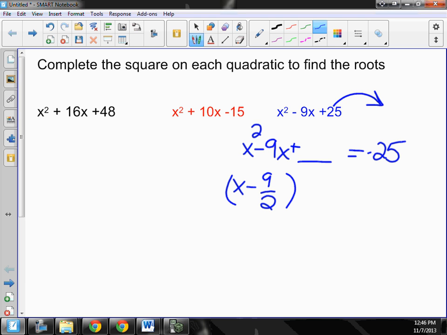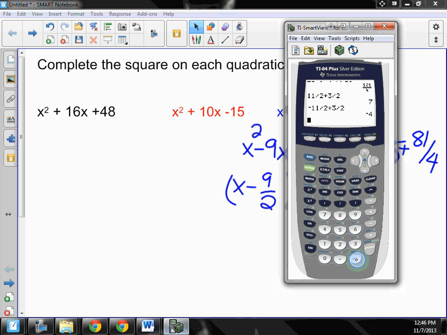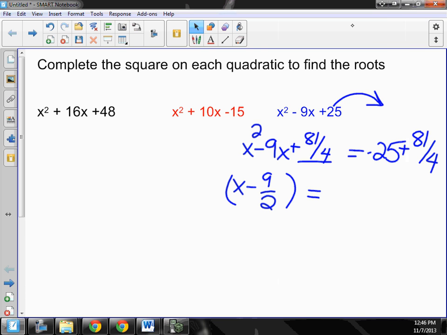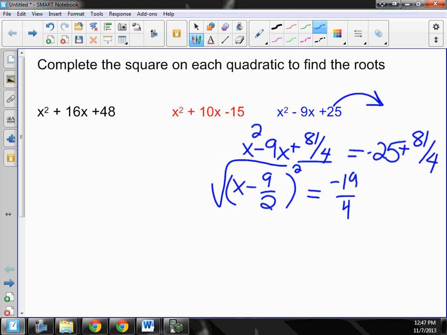So I add 81 fourths, and I add 81 fourths. And I don't want to do that in my head. Negative 25 plus 81 over 4. Oops, this should be a plus. Negative 19 fourths. So negative 19 over 4. This is to the second power. So I square root and I square root, and I get x minus 9 halves equals.